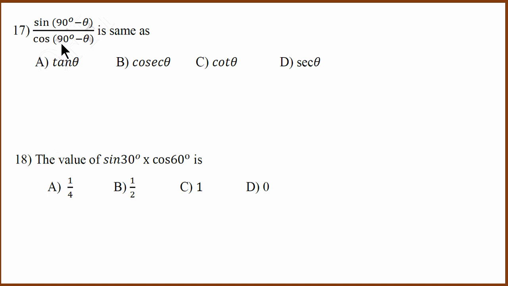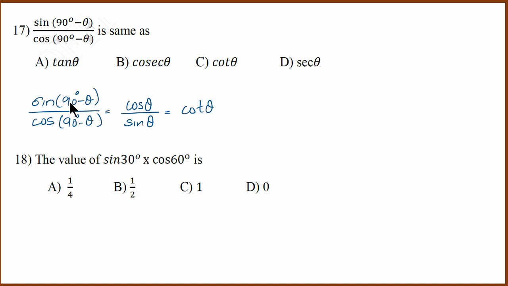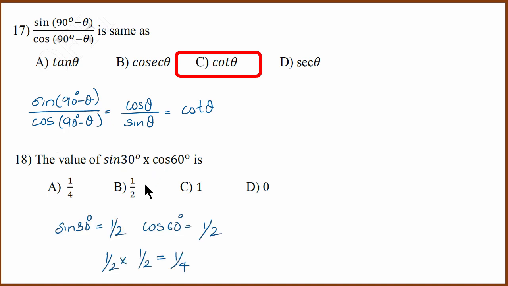17th question, complementary angle question. Sin 90 minus theta divided by cos 90 minus theta will be what? Sin 90 minus theta is cos theta, cos 90 minus theta is sin theta, cos theta by sin theta is cot theta. So correct answer C. 18th one, sin 30 multiplied by cos 60. Sin 30 is half, cos 60 is half. If we multiply both we get 1 by 4. So that is A.